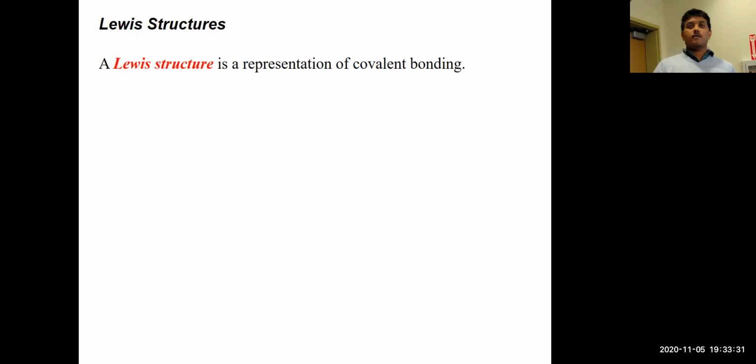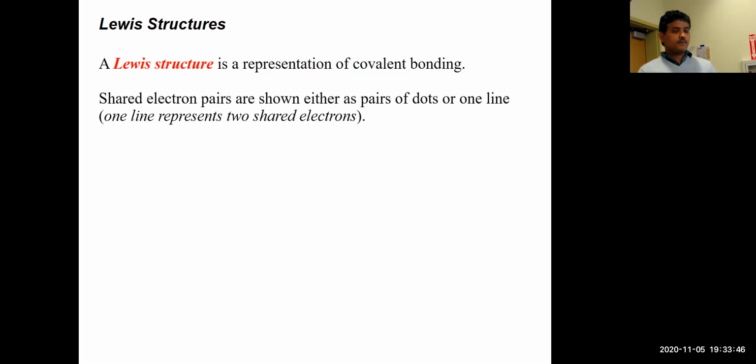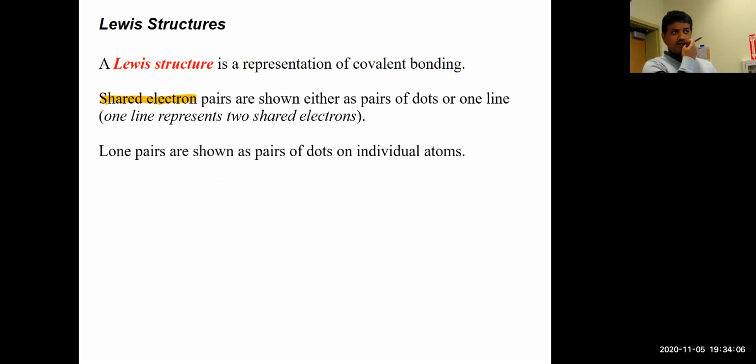A Lewis structure is a representation of covalent bonding. A covalent bond is when atoms share electrons to make a molecule. We call those types of bonding, or shared pattern, covalent bonding. Okay. So here are a couple of ways an atom makes a bond with another atom. I'm just going to review them. One type is by sharing electrons. Shared electron pairs are shown in the form of dots or lines, as we discussed in the previous slide.